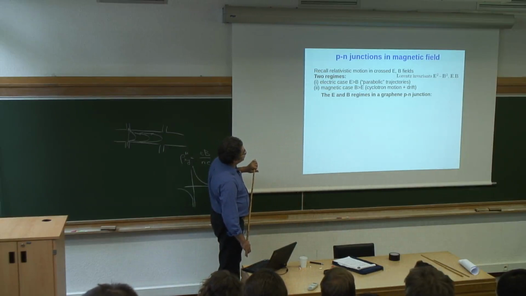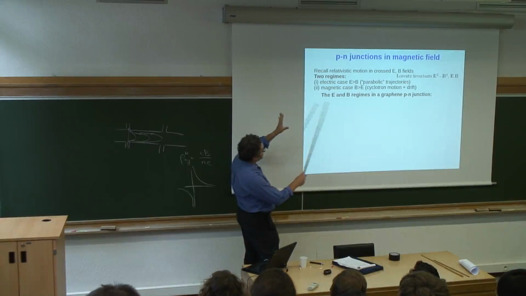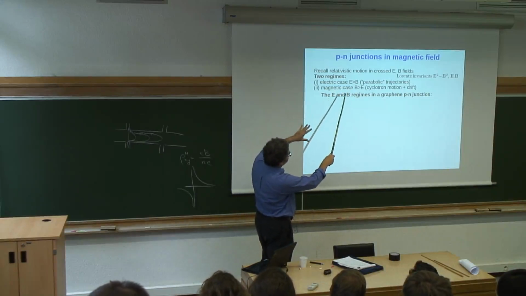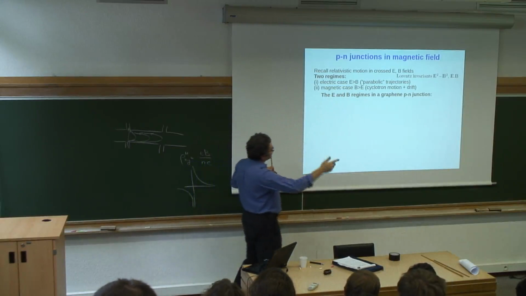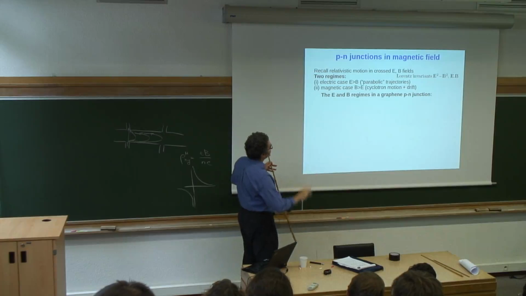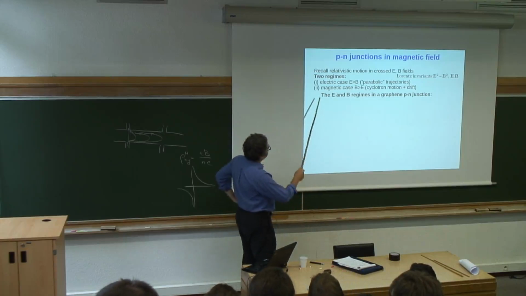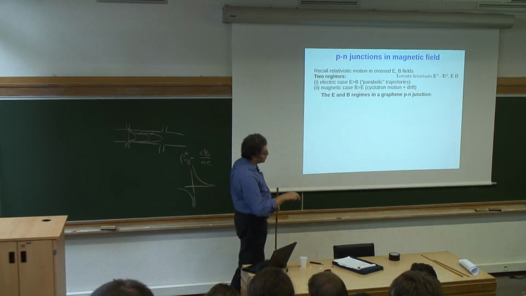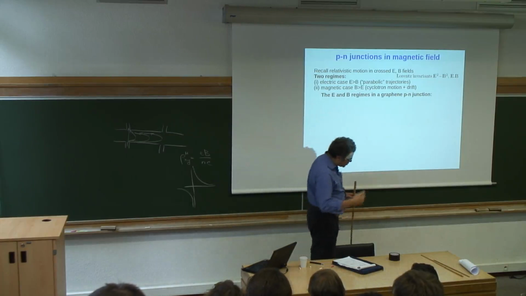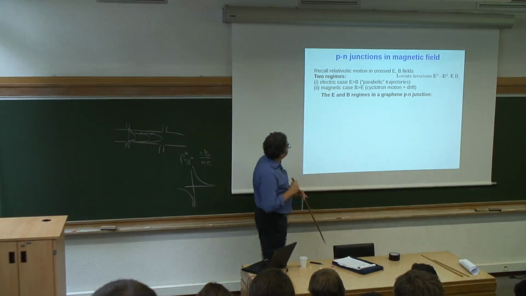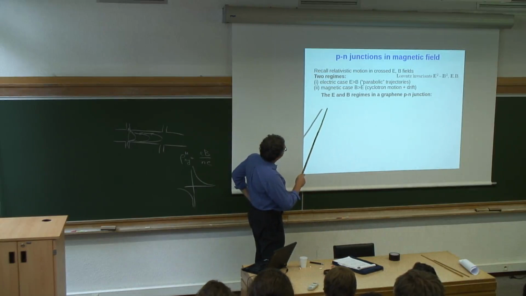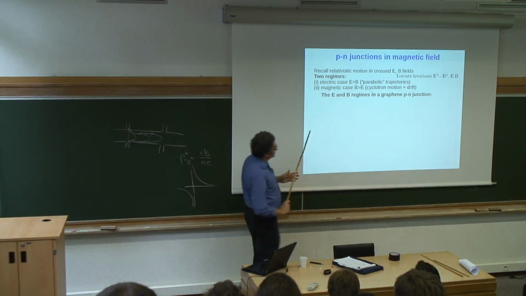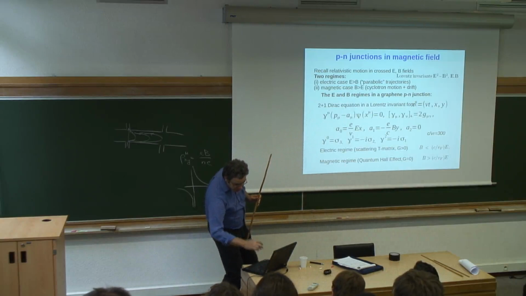The classical dynamics is like that. In the electric case, where the electric field is much stronger than the magnetic field, you get open trajectories which are parabolic type, and more precisely what they are we'll see in a moment. In the case when the magnetic field is stronger than the electric field, we have cyclic orbits drifting perpendicular to the electric field, and that's something that may generate quantum Hall behavior if we go to the quantum problem. So the question is, can we understand these two regimes in the graphene p-n junction?